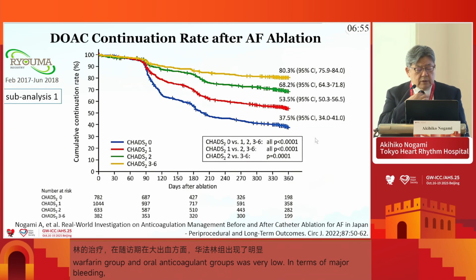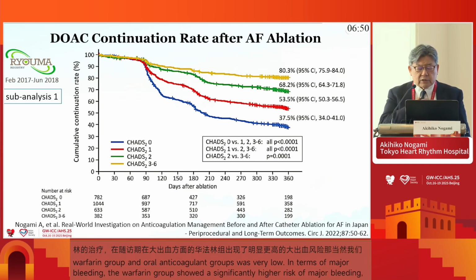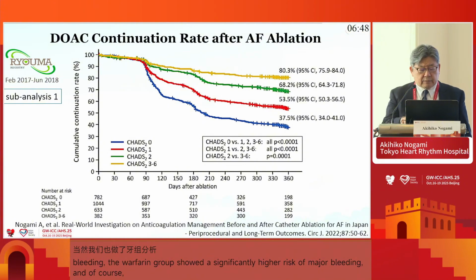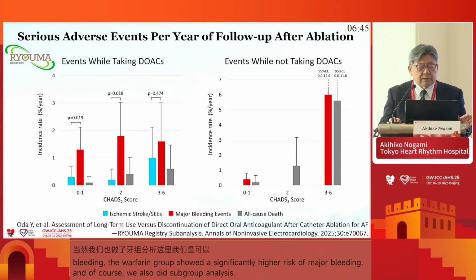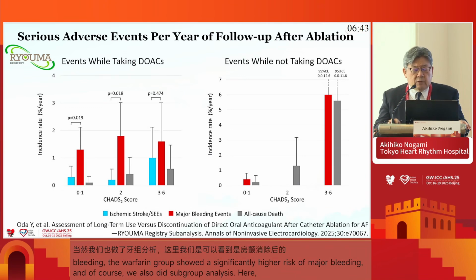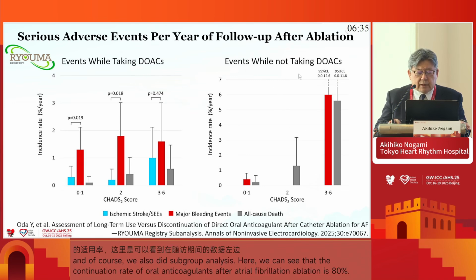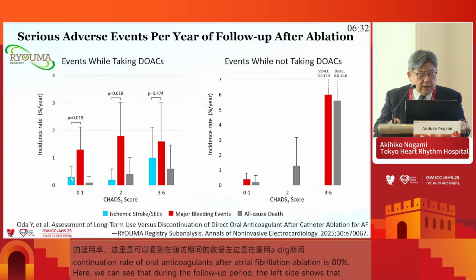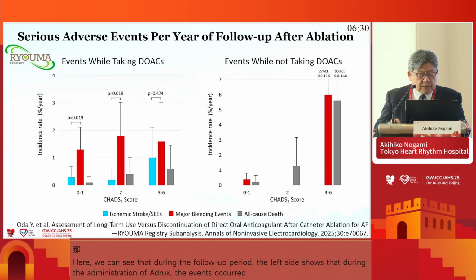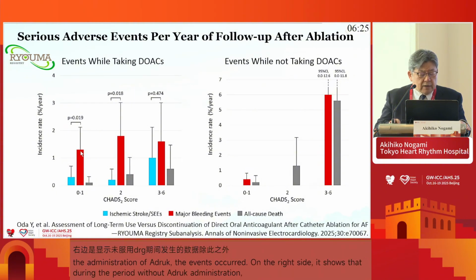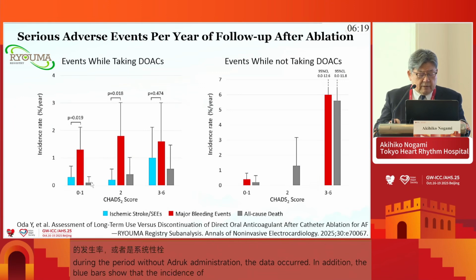And now we perform the sub-analysis, and this is the DOAC continuation rate after the AF ablation. This figure shows the serious adverse events per year of follow-up after the ablation. The left panel is the events while taking DOACs, and the right panel shows the events while not taking DOACs. The blue bar indicates the incidence of ischemic stroke or systemic embolic events, the red bar indicates the major bleeding events, and the green bar indicates all-cause death.